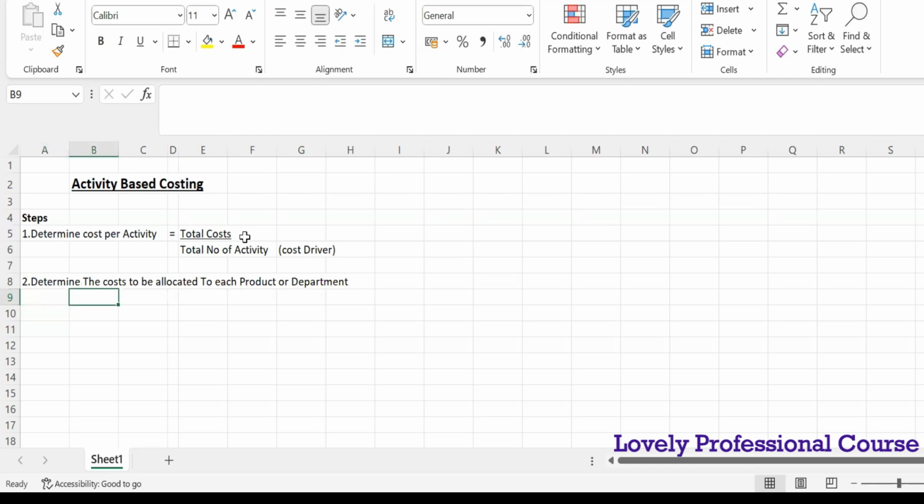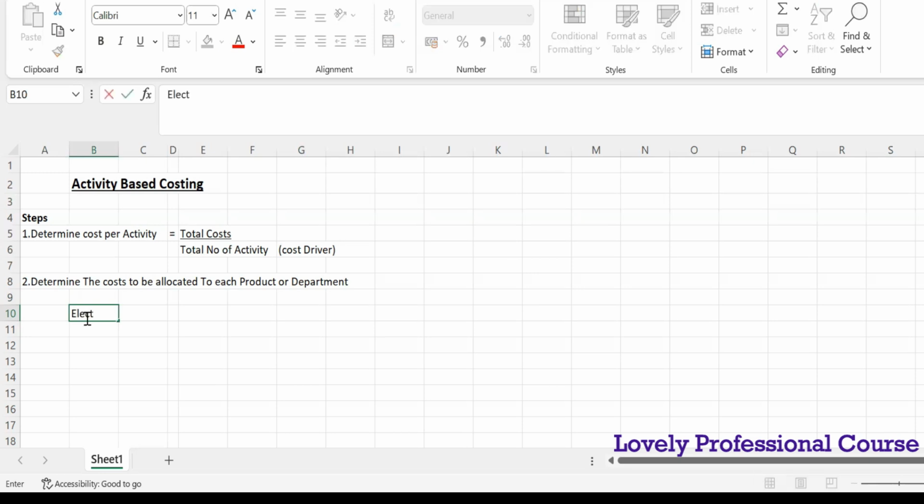So how do we do that allocation? You take the cost per activity that you get in step 1, then you multiply by the number of activity for that product or for that department. Let me give you an example.